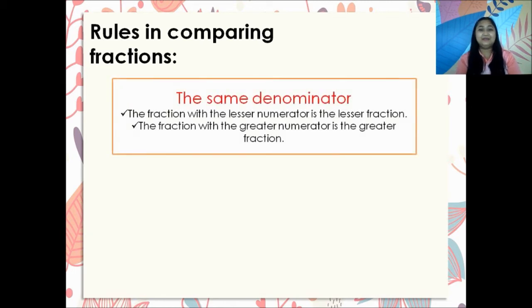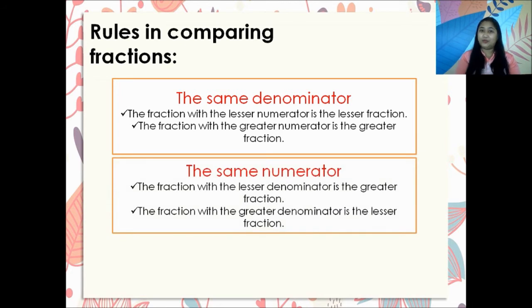So, the same denominator. The fraction with the lesser numerator is the lesser fraction, and the fraction with the greater numerator is the greater fraction. So for example, if you're going to compare two fractions and they have the same denominator, the smaller the numerator means the smaller the fraction. The greater the numerator means the greater fraction. Alright, next. What if we have the same numerator?